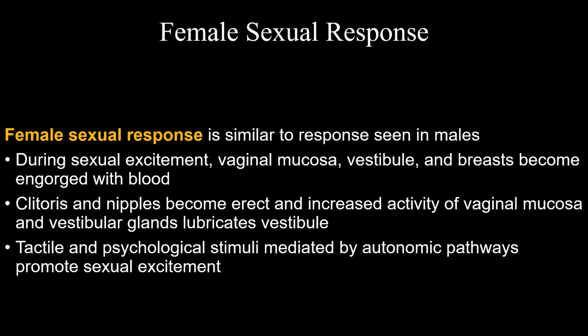So first we're going to look at the female sexual response. And this is similar to male sexual response in most respects. During sexual excitement, the vaginal mucosa, the vestibule, and the breasts engorge with blood. The clitoris and the nipples tend to become erect, and the increased activity of the vaginal mucosa and the vestibular glands will lubricate the vestibule. For the most part, these events are similar to the erection phase in men. Tactile and psychological stimuli mediated by the autonomic pathways promote sexual excitement.